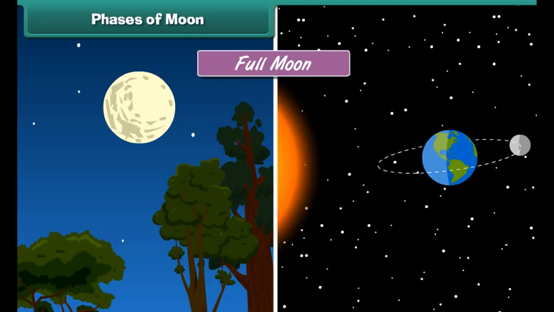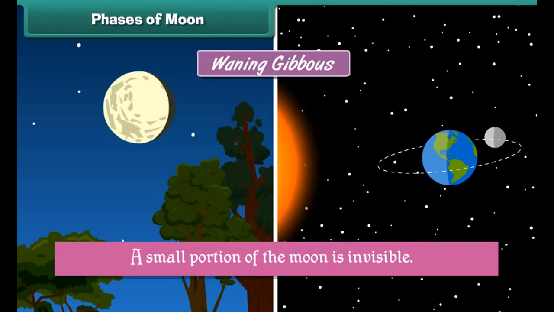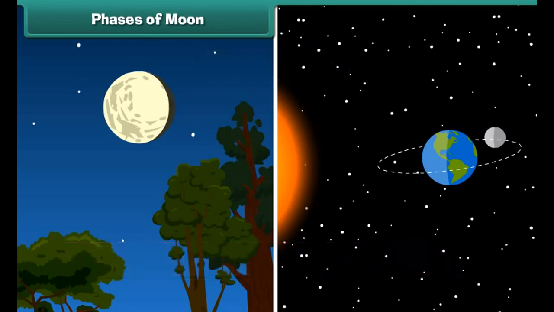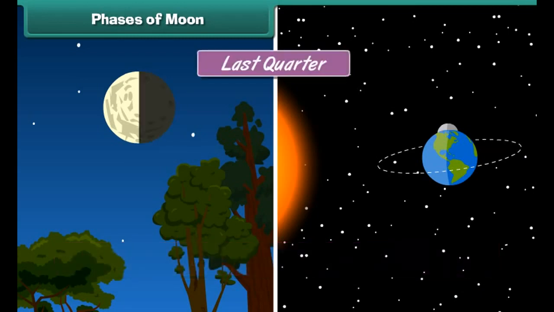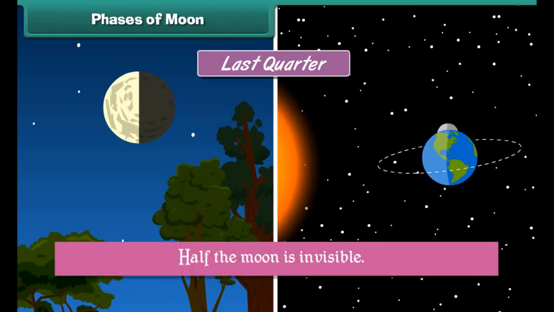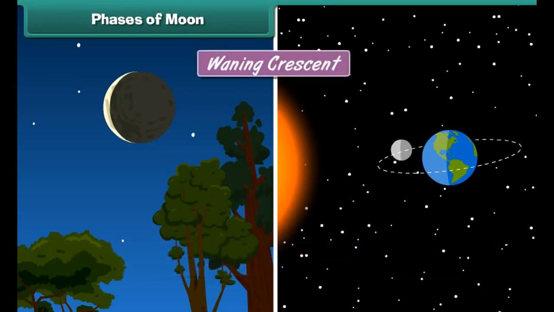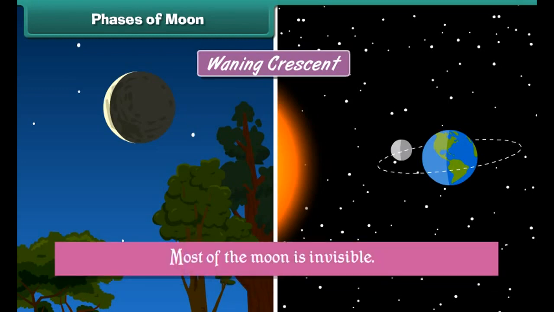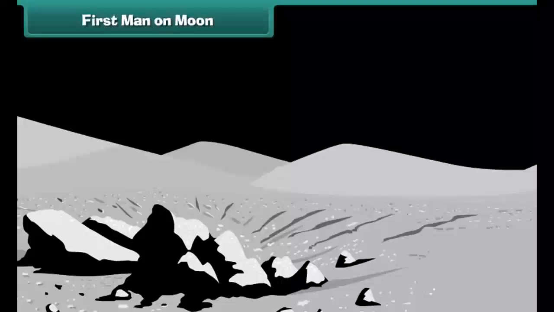After full moon, the size of visible moon starts decreasing. Waning gibbous. It is the phase that follows the full moon phase. A small portion of the moon is invisible. Last quarter. It is the phase that follows waning gibbous. Half the moon is invisible. Waning crescent. It is the phase that follows last quarter. Most of the moon is invisible. After the waning crescent phase, the moon becomes completely invisible.